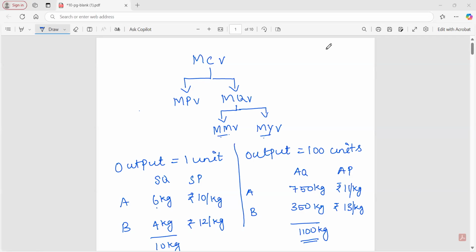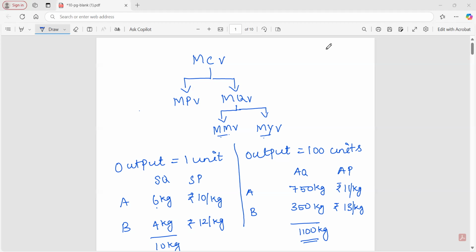In the last video, we discussed material mix variance. In this video, we are going to discuss material yield variance. So first, let's understand what we mean by the term yield. Yield means nothing but your output. So material yield variance tells us how effectively we are converting the input into output. Or to put it very simply, how effectively we are converting the raw material into finished goods.